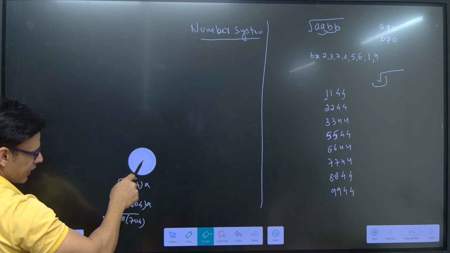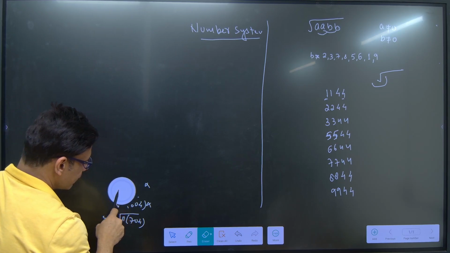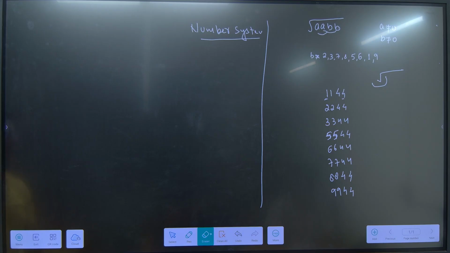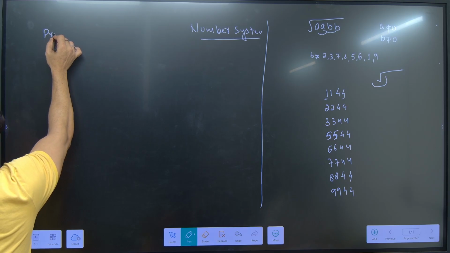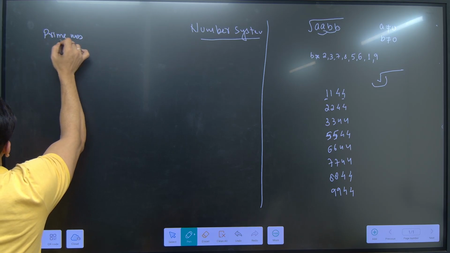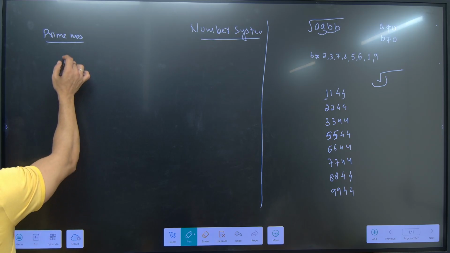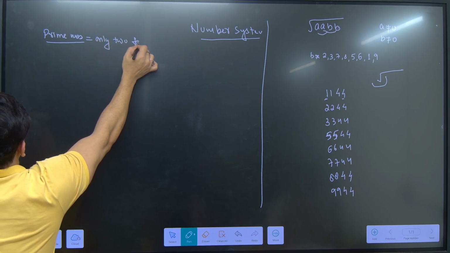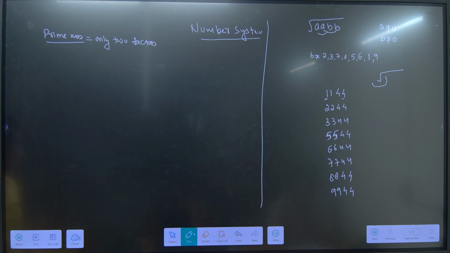Next is prime factorization. What is prime factorization? What are prime numbers? You know this, right? All of you are aware about prime numbers or not? Numbers which have only two factors: one is 1 and second is the number itself.